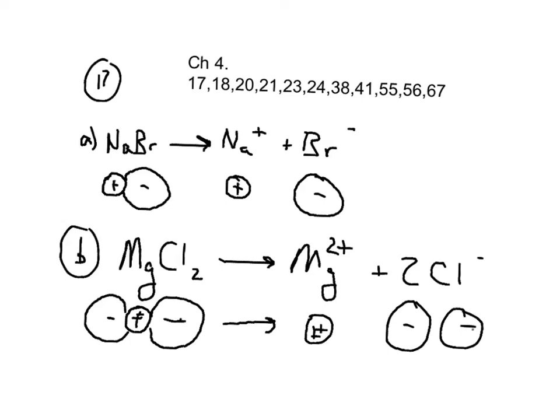Or, in the case of B, the magnesium chloride, here we see a magnesium that's supposed to be a +2, and we see the two chloride ions hanging on here, and then after they've dissociated we see a 2+ ion and 2 of the negative ions, the chlorides. So maybe you chose to show it something like that.